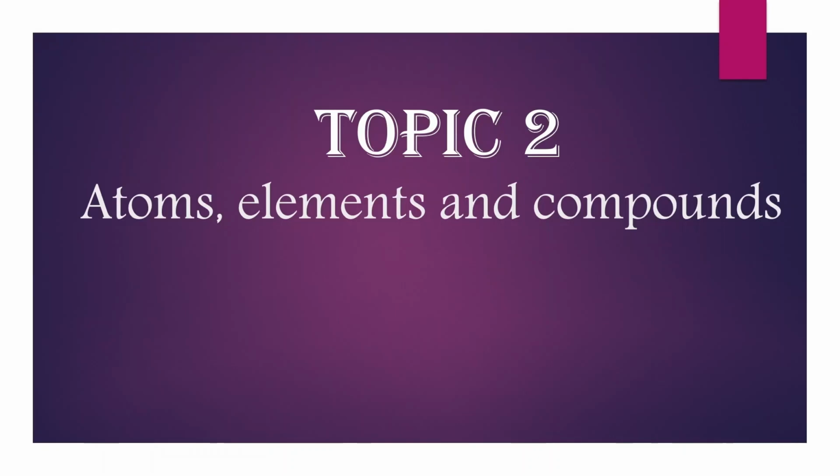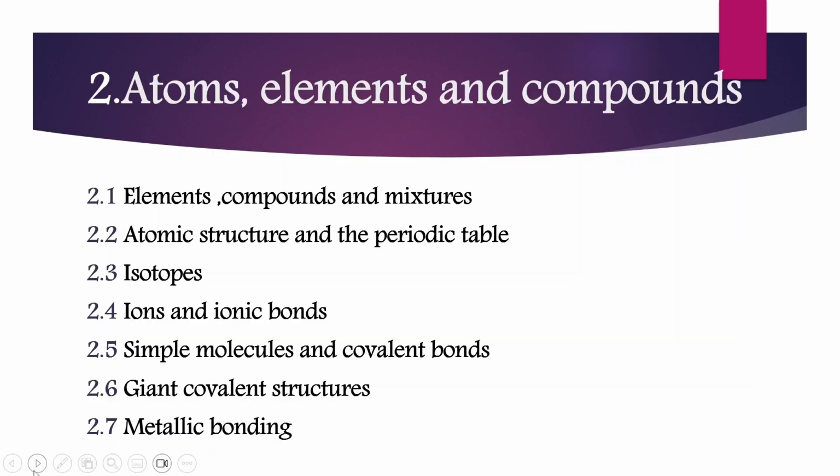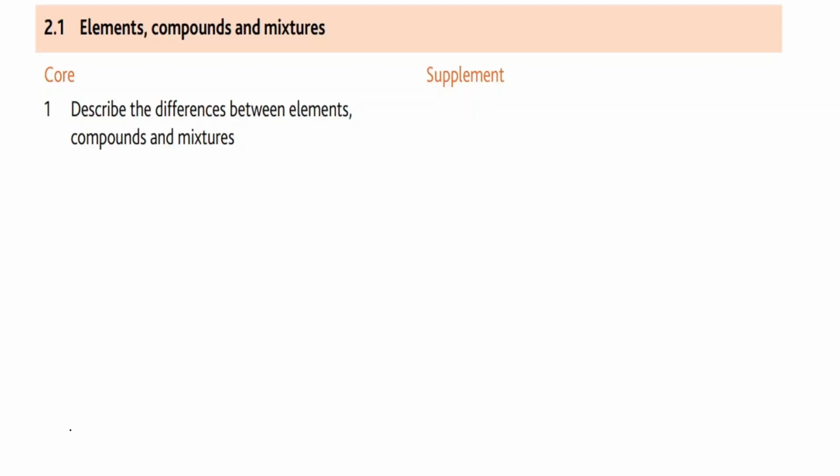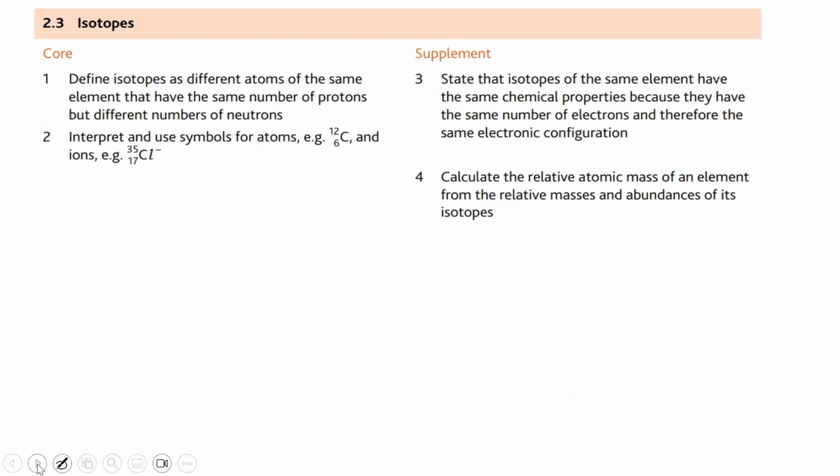Today we are going to start topic number 2, atoms, elements, and compounds. These are the 7 subtopics. We have elements, compounds, and mixtures, atomic structure and periodic table, isotopes, ions and ionic bonds, simple molecules and covalent bonds, giant covalent structures, and metallic bonding. These are the learning objectives that should be covered for each subtopic.